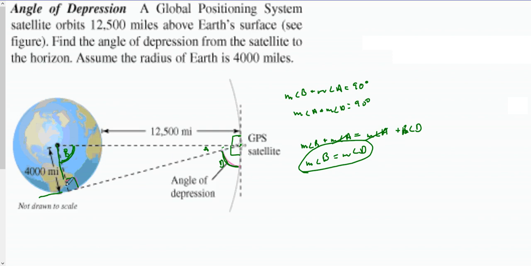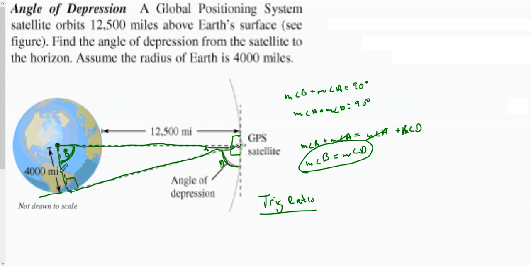Because we created this right triangle, and we know we're looking for the measure of angle D, which we now know equals the measure of angle B, we're going to use a trig ratio. So the first step is we have to figure out which trig ratio we're going to use. Well, we're using the measure of angle B, and so what do we have here?